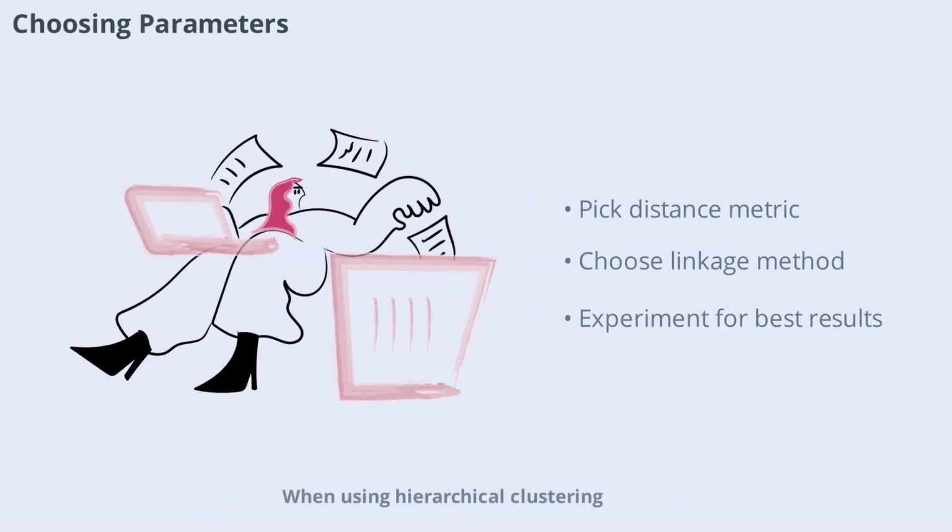When using hierarchical clustering, it's important to choose the right parameters, such as the distance metric and linkage method. These choices can have a big impact on your results. Experimenting with different settings and visualizing the dendrogram can help you find the best configuration for your data. Don't be afraid to try multiple approaches to see which one gives the most meaningful clusters.